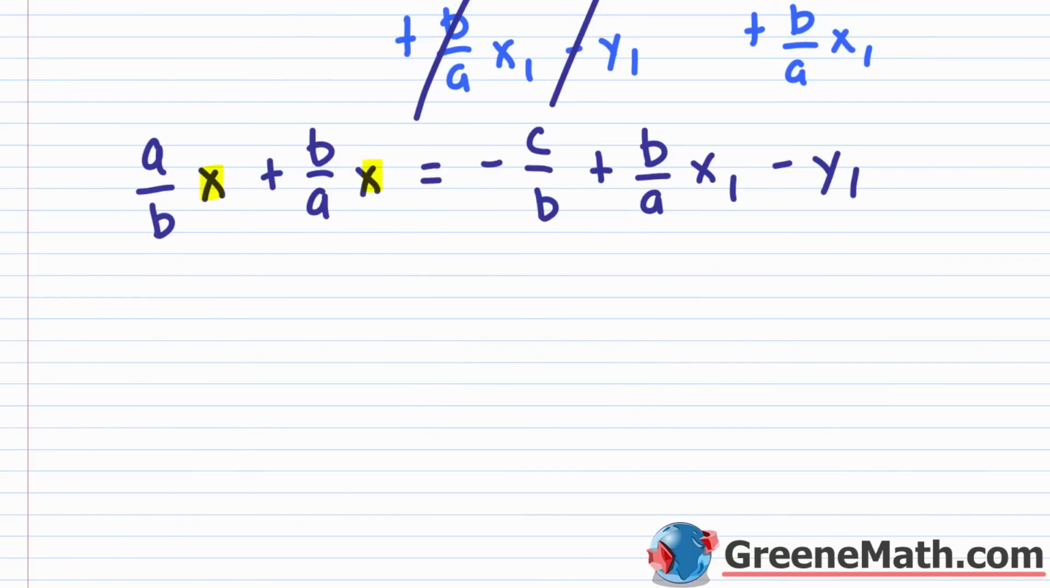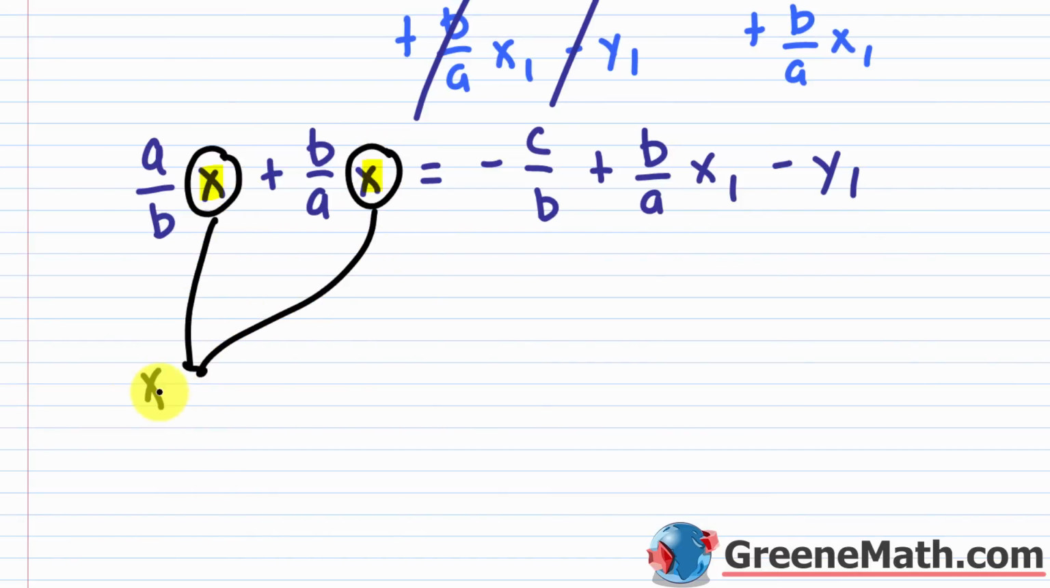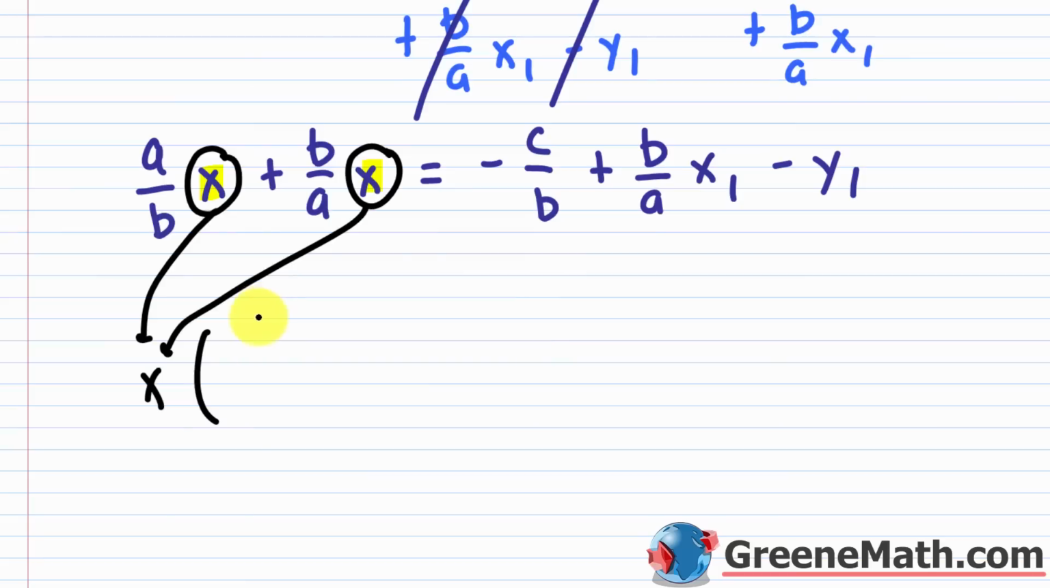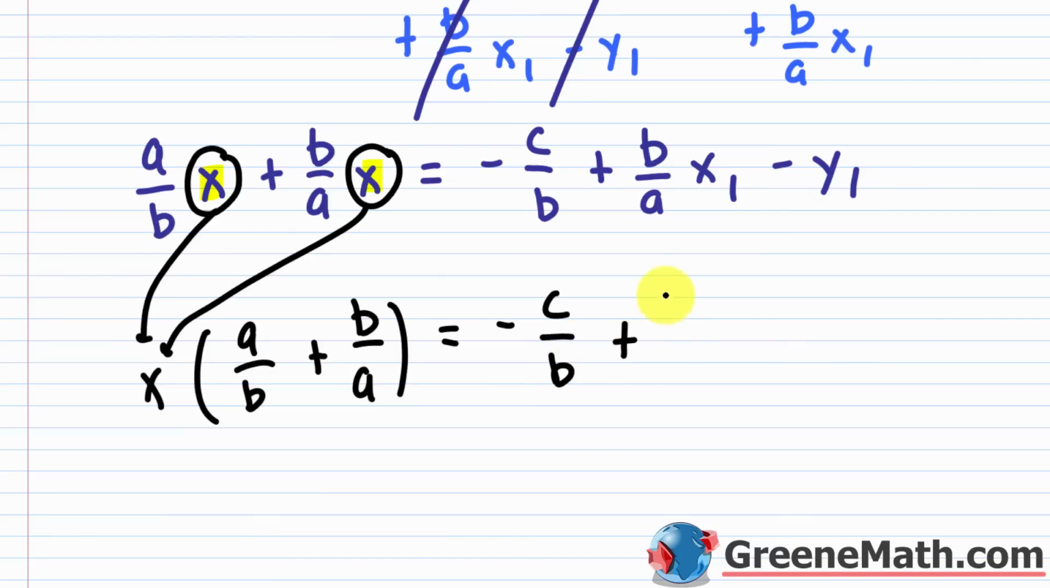So what can I do? You might be thinking, how in the world are we going to solve for x? Remember earlier in the course, we talked about solving literal equations, and we had a strategy for this. Basically, you would factor the x out. So you're going to pull that out in front of some parentheses, and maybe that could be a little bit better, like that. And so inside the parentheses, you would have a over b, and then plus b over a. And you could write this in a different way. You could put the x over here. It really doesn't matter. X is multiplied by this. So basically, this is the coefficient of x. So we'll say this equals negative c over b, and then plus b over a, and then times x sub 1, and then minus y sub 1.